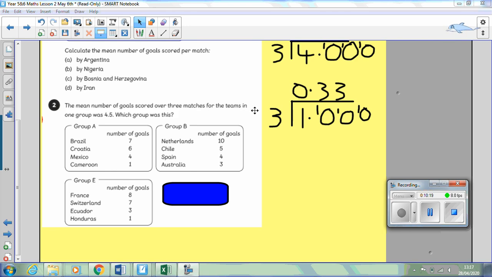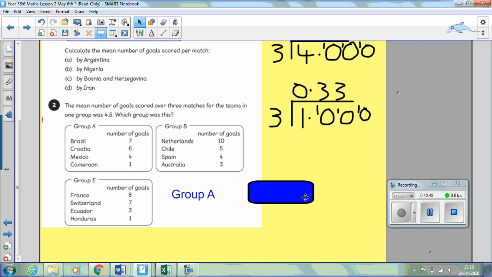For the last question on the guided practice, it says the mean number of goals scored over the 3 matches for the teams in one group was 4.5. Which group was this? So you've got to look through and find which was the number that was 4.5. So you've got to add up the number of goals and divide by the 3 matches. One of these groups, Group A, Group B, or Group E. Have a go, press pause on your tablet, mobile phone, or laptop and have a go at the question. And the answer for this one was Group A.